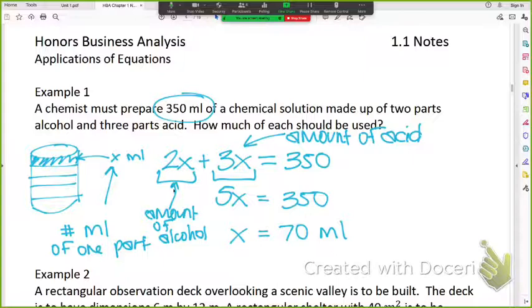So is it because it says how much of each, that's why you use the same variable? Yes, it's because of the definition of the word parts. If they're telling you the chemical solution is divided into 5 equal parts, that's why you can use the same variable for both. That's all. Okay? So the amount of alcohol is 2 times the 70. So how many milliliters for alcohol? 140 milliliters of alcohol.